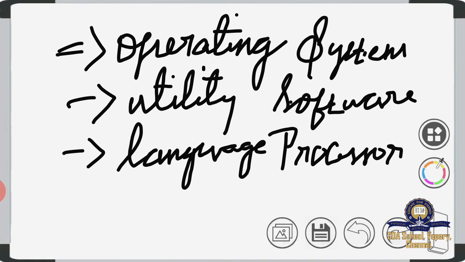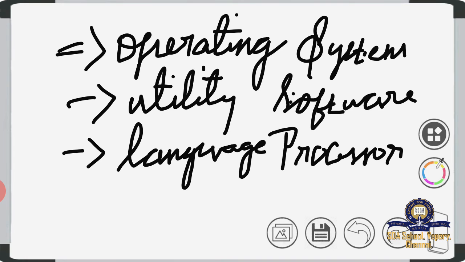Then the utility software, right? Utility software is a system software that performs specific tasks related to managing a computer, its devices or its programs. It is designed to help analyze, configure, optimize or maintain a computer. Then the next is language processor.